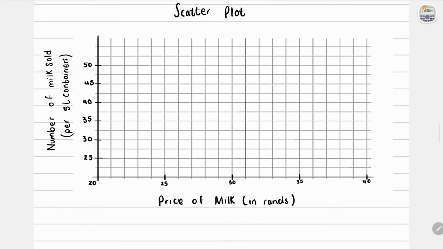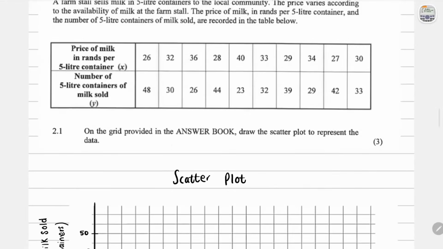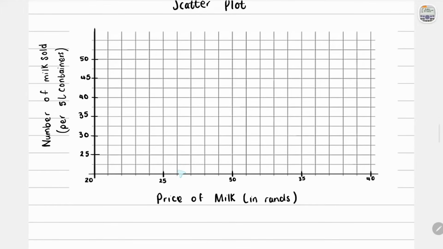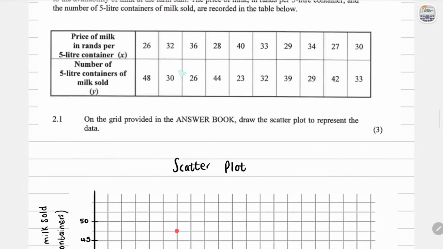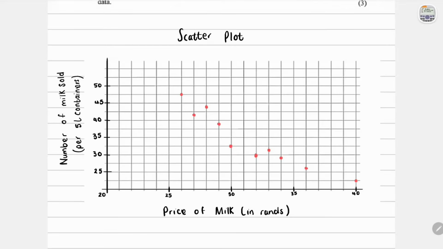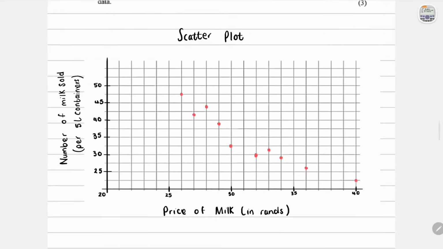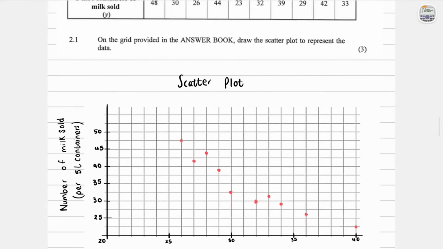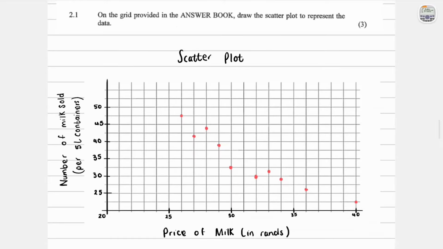Okay, so here is our scatter plot. So we're just going to take from here, and we're just taking the x and y values. So for example, 26 and 48. 26 is about here, and then 48 is roughly in the middle here. So that would be 26 and 48. And you just do this for all of these values, taking the x and y values paired together. Okay, and I'm just going to fill this in. And there we go. Here is our scatter plot. And that is it for question 2.1. Moving on to the next question.